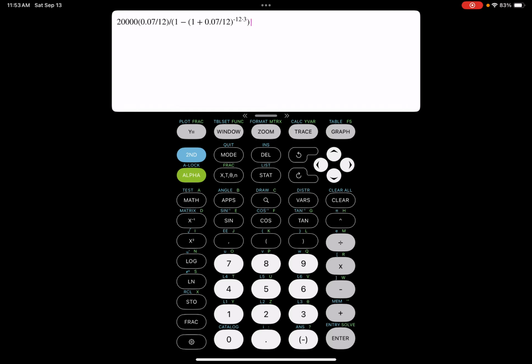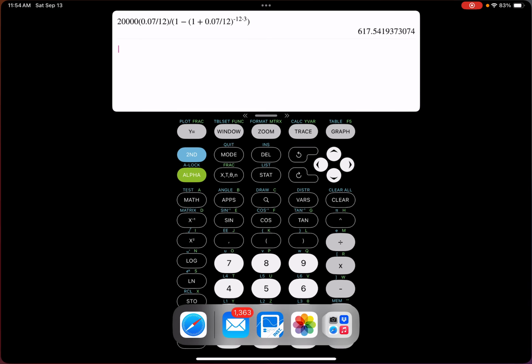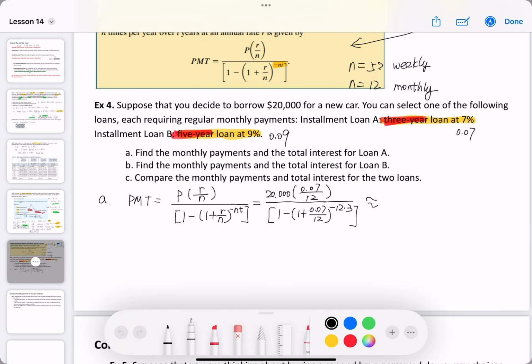Let me double check if I have everything. Yes. Hit enter. If I round it to the nearest dollar to make it simple, we're having 618. Every month I'm going to pay $618. This is the dollar sign.